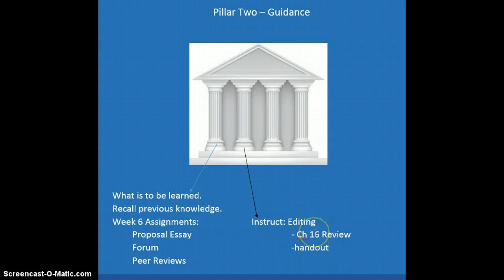So we're going to take a review look at Chapter 16 where it talked about choosing a style in writing, and then I'm also going to show you a handout that helps aid in editing also. And this can be applied to your peer review and then to your writing in general.